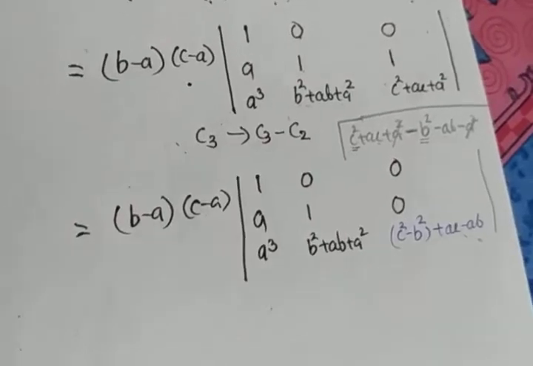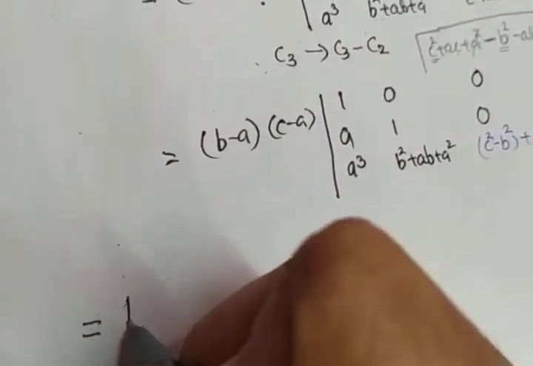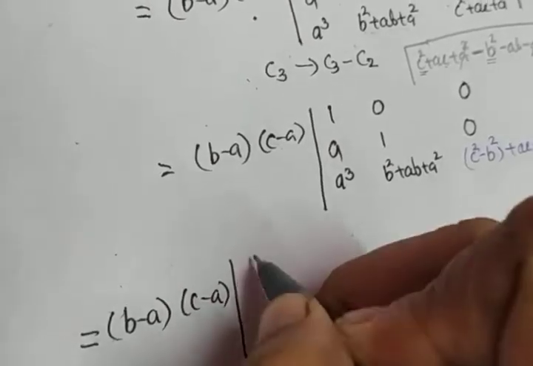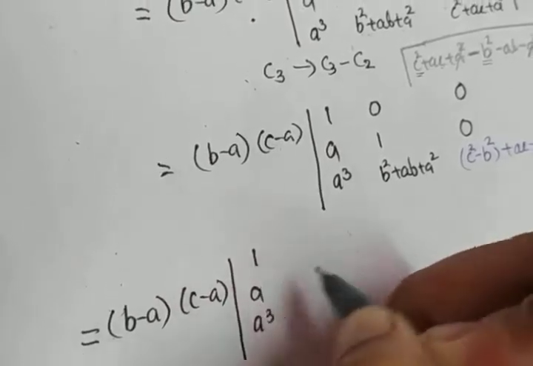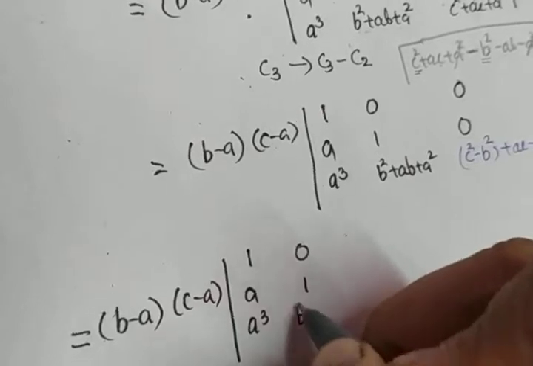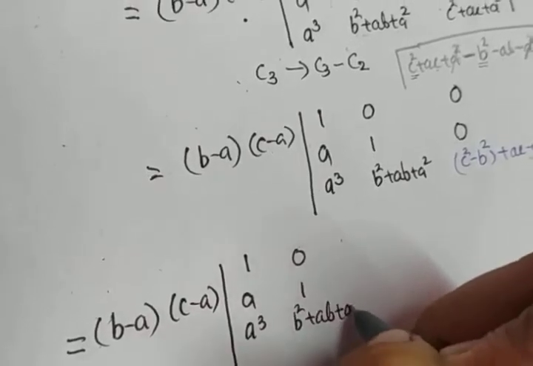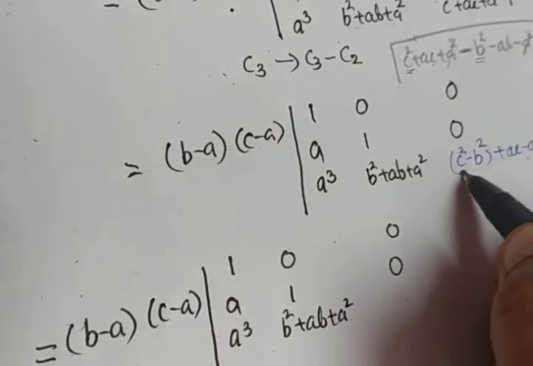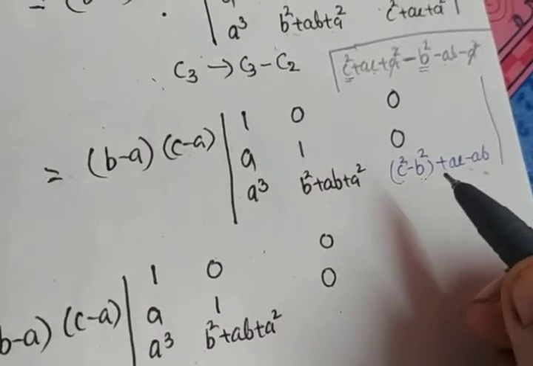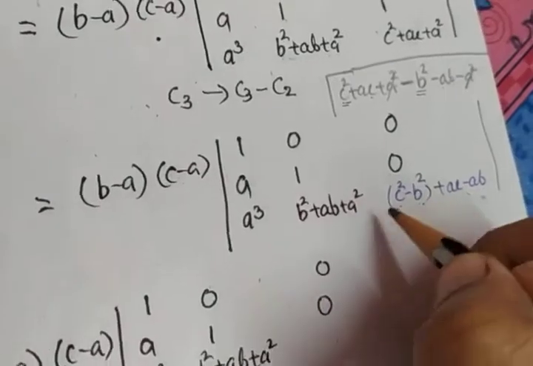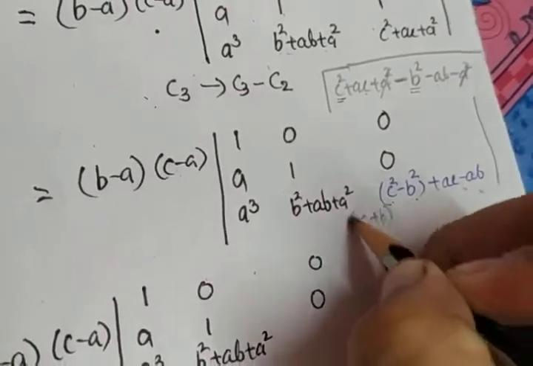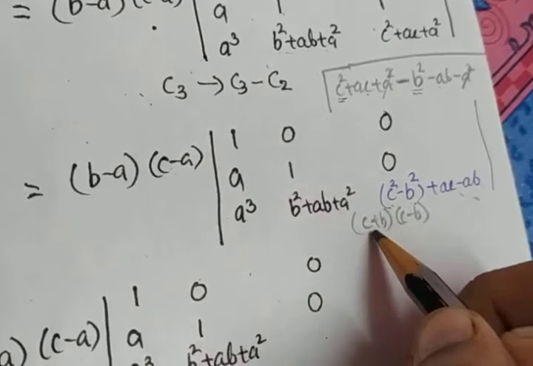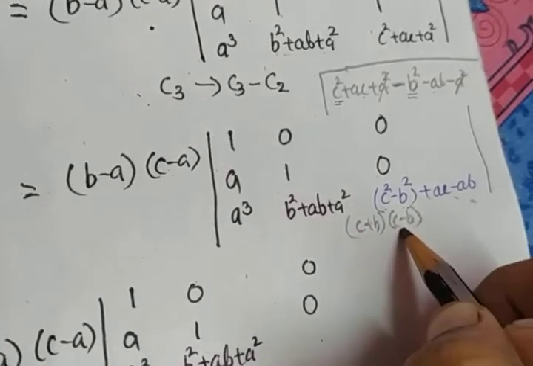Okay. Then what I am going to do is, b minus a is already there outside. C minus a is there outside, into the determinant 1, a cube, 0, 1, b square plus ab plus a square is the third element, 0, 0. Instead of c square minus b square, I can write the term as c plus b into c minus b, isn't it? This is of the form a square minus b square, so we can factorize again as c plus b into c minus b.